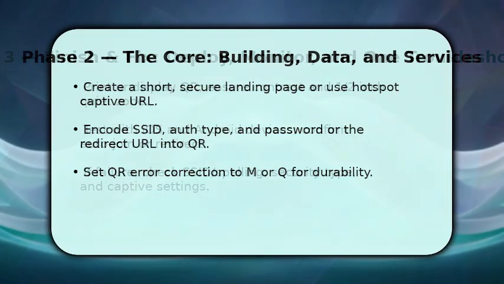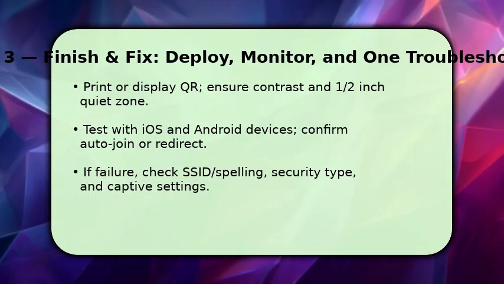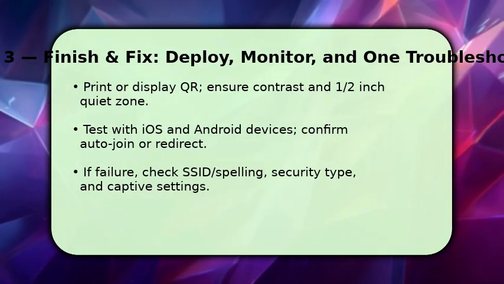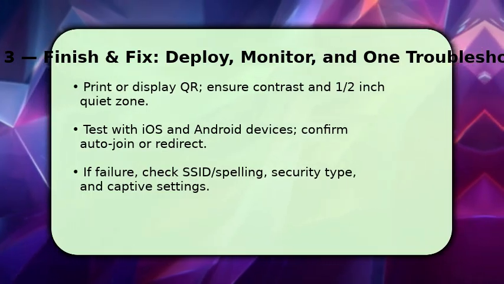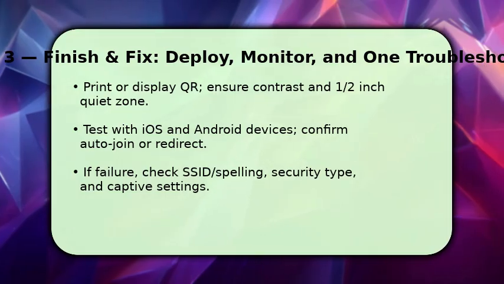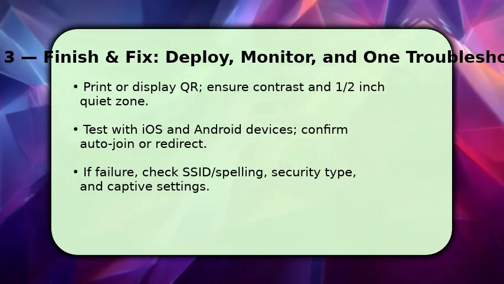Finally, place the QR in the intended location with high contrast and at least a 1/2 inch quiet zone. Print quality matters. Test on multiple devices. On iOS, the camera should detect Wi-Fi or open the landing page. On Android, verify scanner behavior and auto-join.